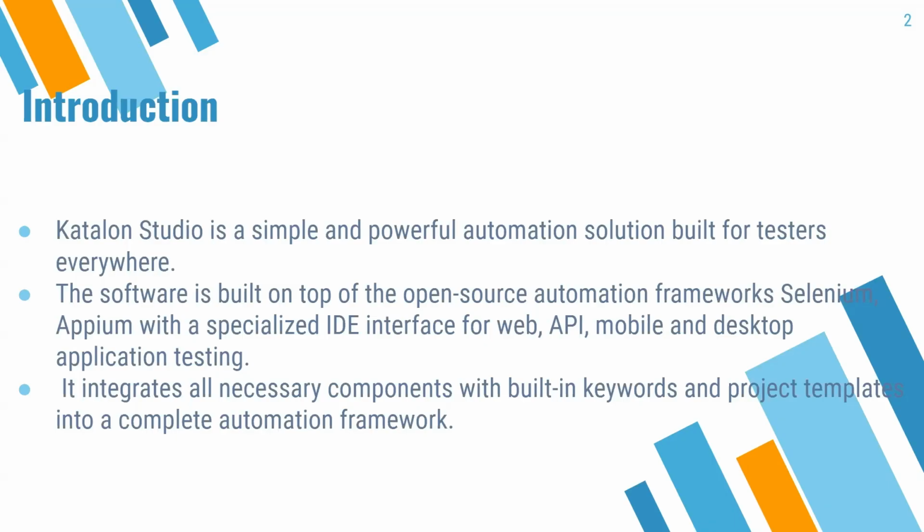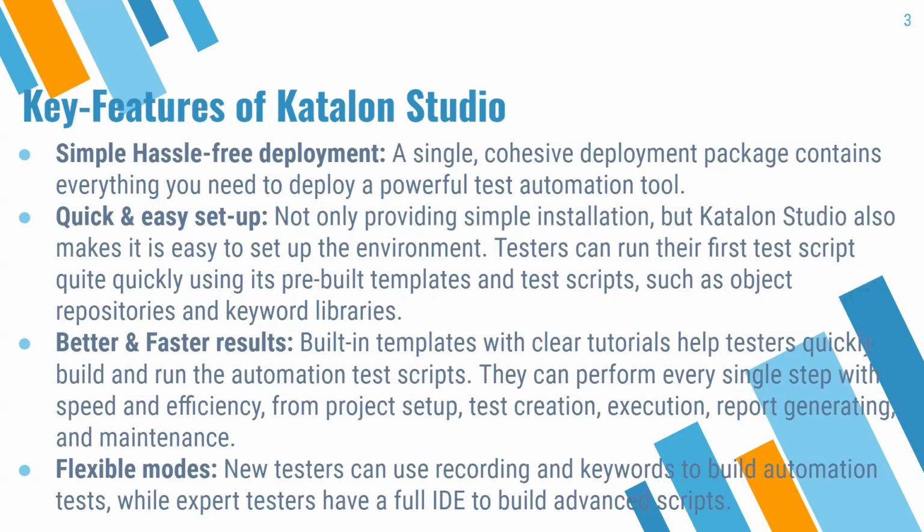It overcomes all the four platforms and it works the same as it works in case of frameworks. It integrates all necessary components with built-in keywords and project templates into a simple automation framework. So we have built-in keywords here. In Selenium, we used to write our own code. In fact, we need to use only the methods there, but here we have built-in keywords that will perform all the activities that we used to do there in terms of code. So that's why Katalon is said to be a no-code, or codeless, automation tool. That's the reason behind it.